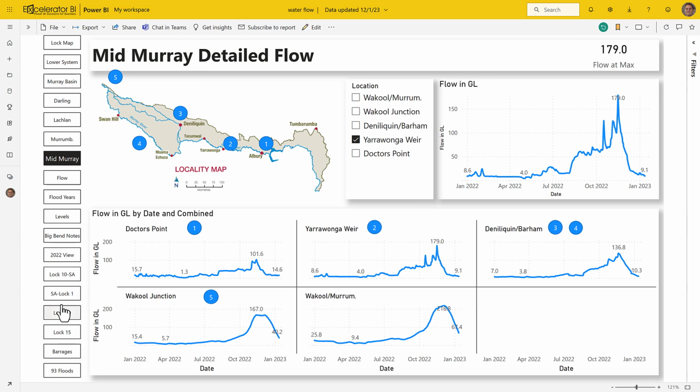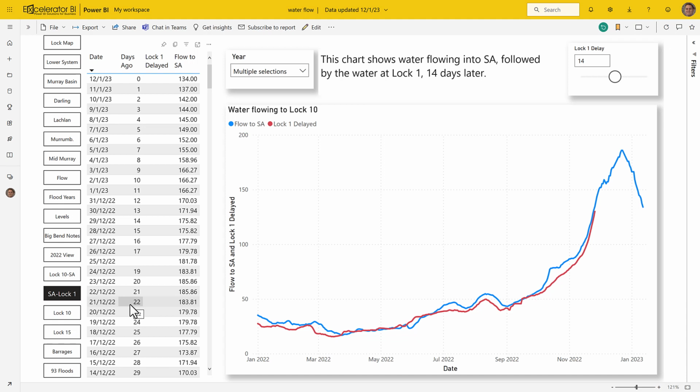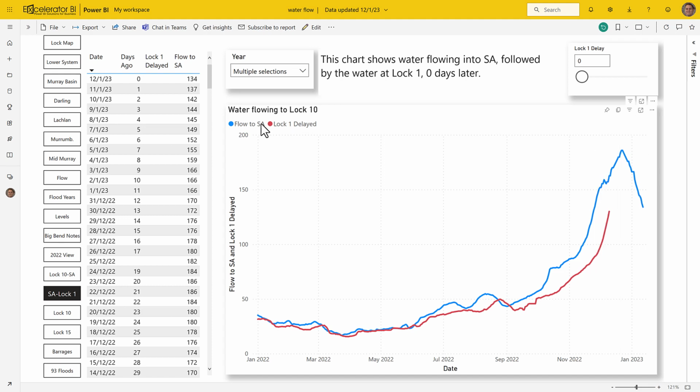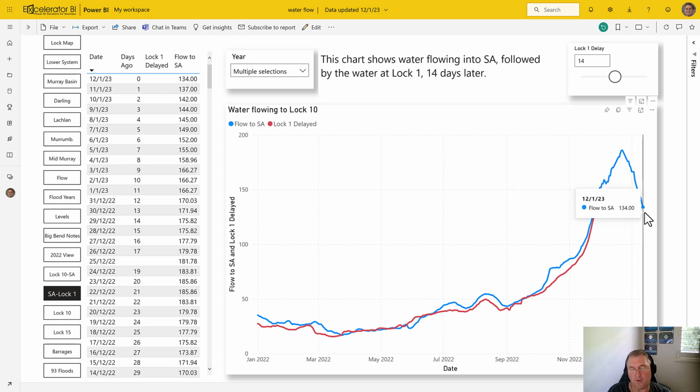Let's go back and have a look at this relationship between the flow to SA and Lock 1. So, you may recall, if you've watched some of the earlier videos, that there is a delay. The water comes through flow to SA first and then it hits Lock 1. I was able to make an assessment, just a bit of an eyeball. It appears to be about a 14-day delay. So 14 days after the water hits flow to SA, it should hit Lock 1, and then it flows down to Swan Reach from there.